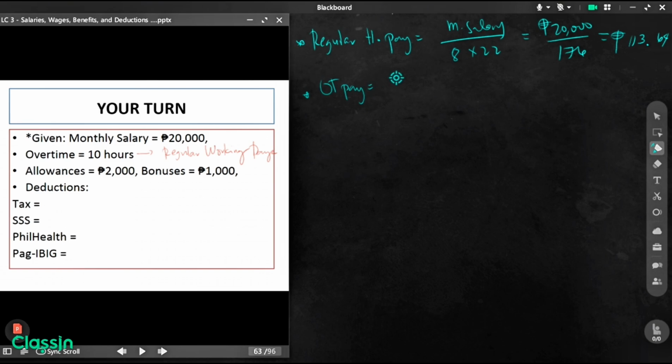Now for the overtime pay, so the hourly rate, which is 113.64, multiplied by the overtime hours, which is 10, and since it happens during work days, the rate will be 125% or 1.25. So, with that in mind, our overtime pay will be 1,420.5.